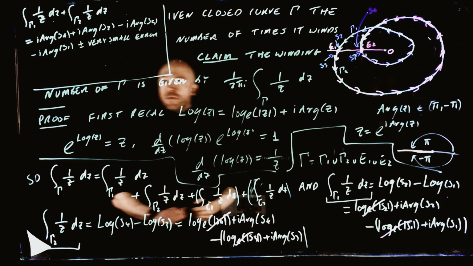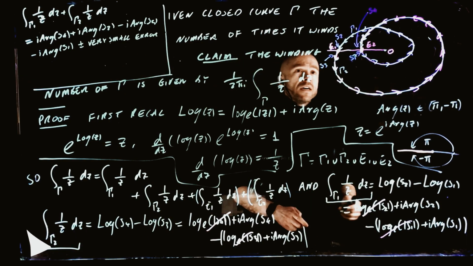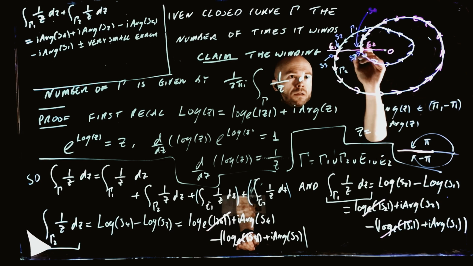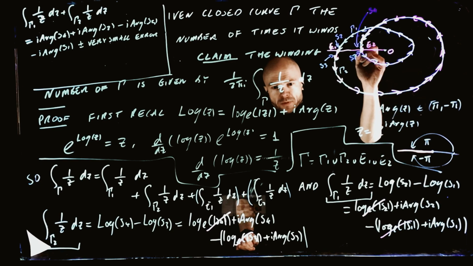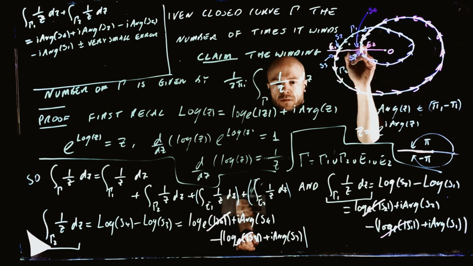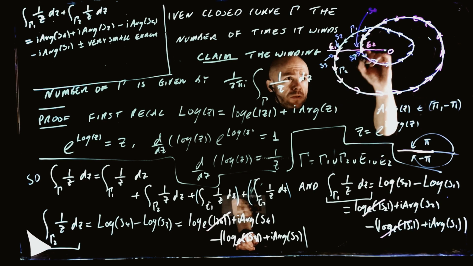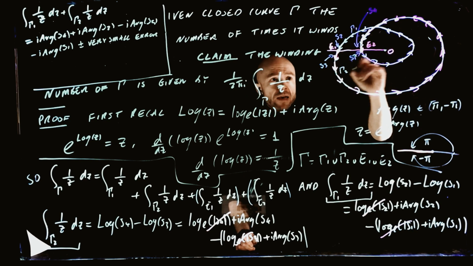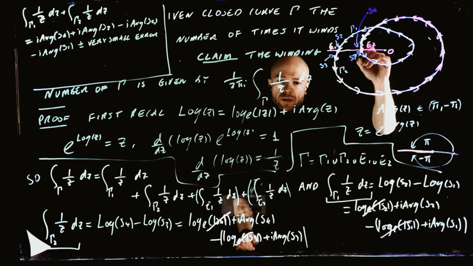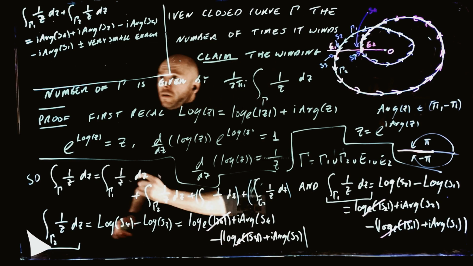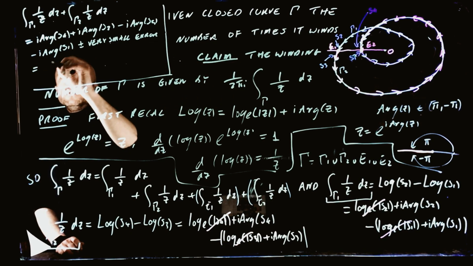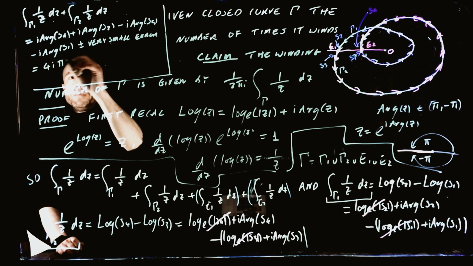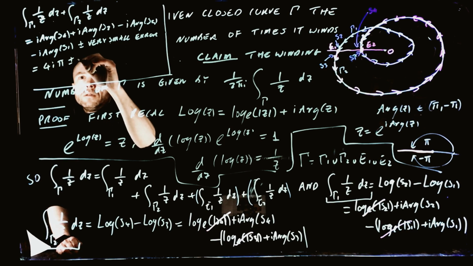Okay? But if we look at what these arguments are, so what's the argument of S4? S4, the argument is very close to pi. Yeah? Argument of S2 is very close to pi. Yeah? The argument of S3, we're going around this way, it's very close to minus pi. And the argument of S1, going around this way, is very close to minus pi. Yeah? So this thing is actually equal to 4i times pi plus or minus very small error.